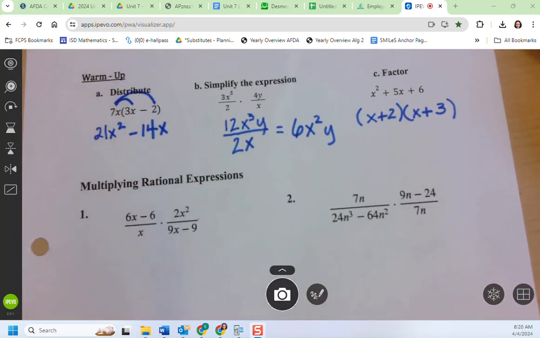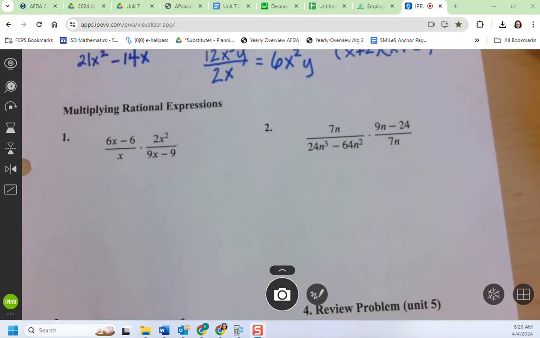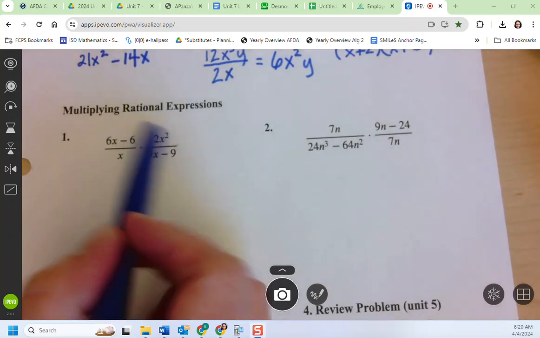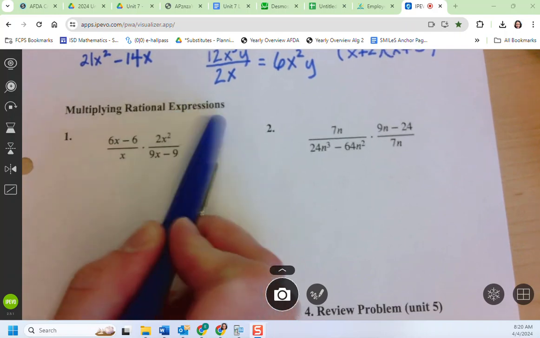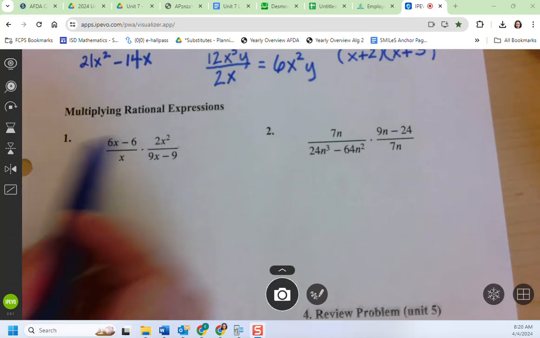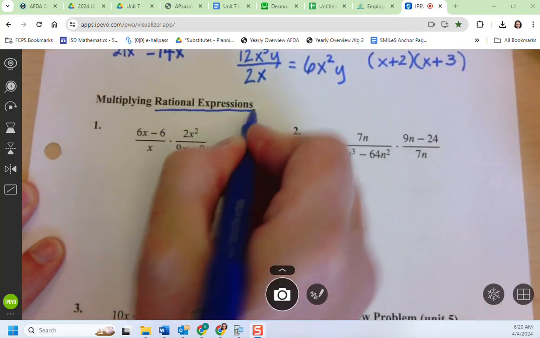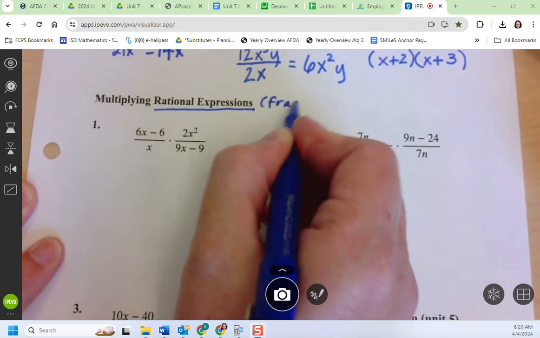So these things are going to be helpful for us today because we're going to be simplifying rational expressions and we're going to be multiplying and dividing them. In order to simplify them, you need to factor. You need to do a lot of factoring. Why do you think these are called rational expressions? What word do you see in the word rational? Ratio, right? Ratio. So ratio is a fraction. So when I'm talking about rational expressions, I'm talking about fractions.